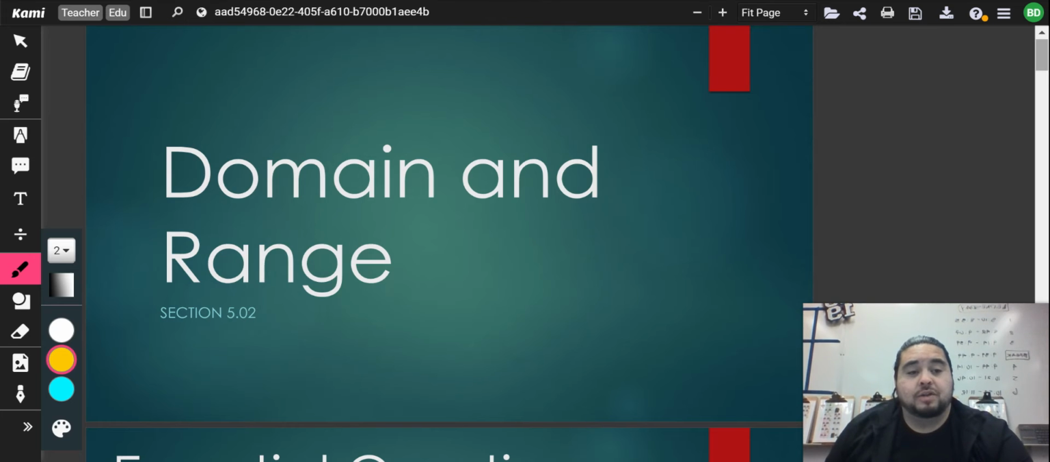So domain and range are two concepts that we have discussed briefly before. We went over the definitions. Remember that domain goes with our x values and range goes with our y values when we're talking about ordered pairs, particularly when we're looking at a graph.